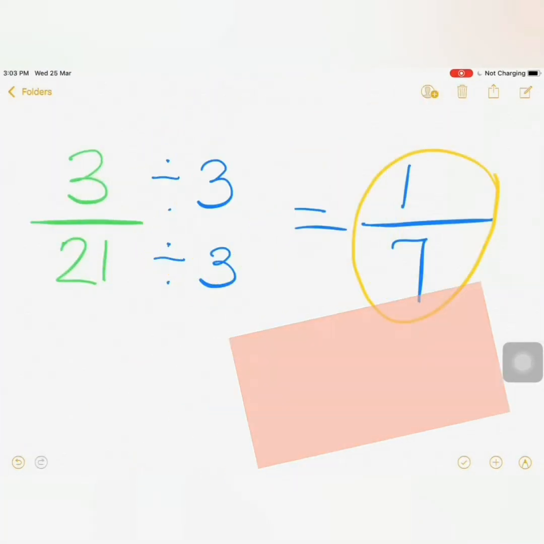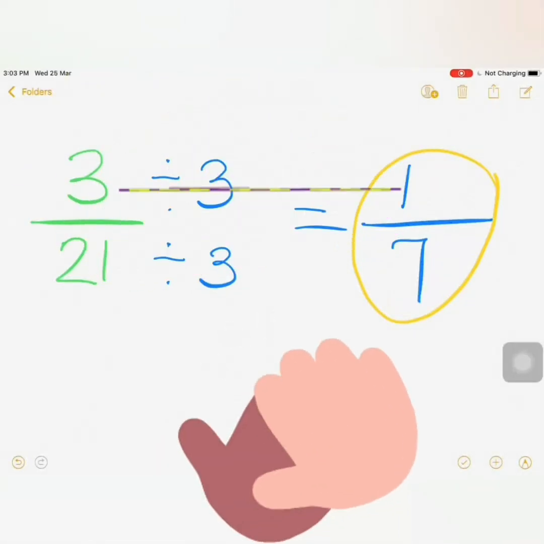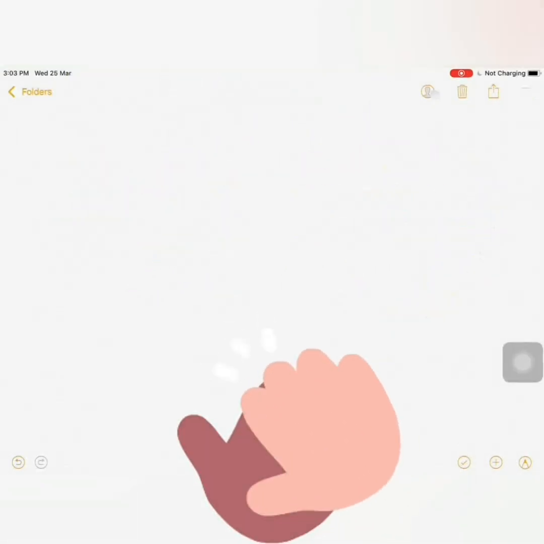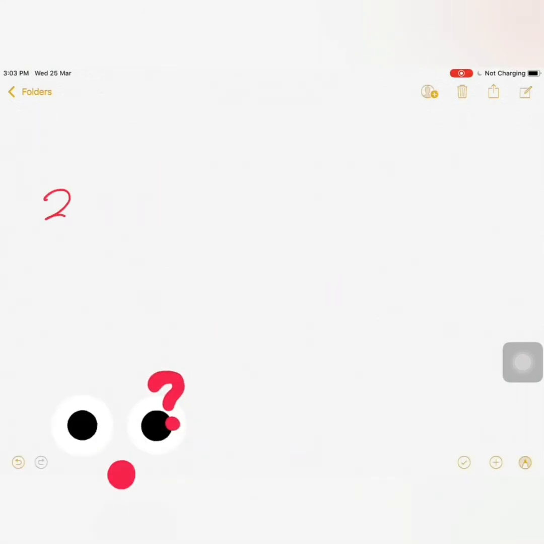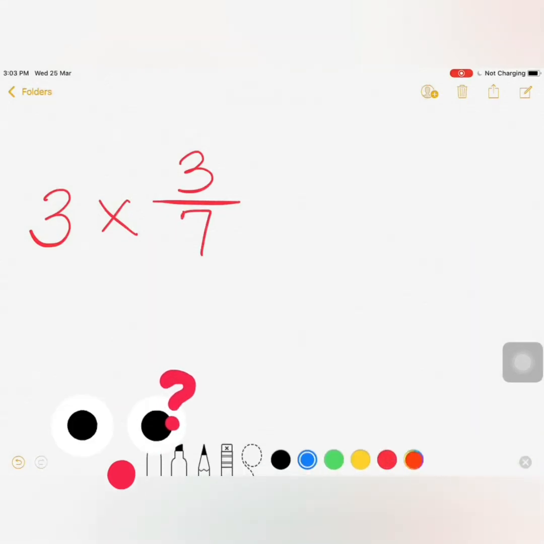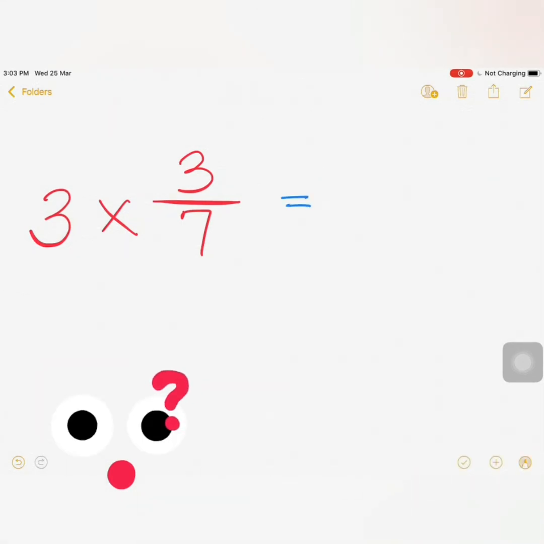Okay, thank you, Mr. Willie. Now, what if you multiply fractions with a whole number. For example, 3 multiplied to 3 over 7. How are you going to do that? Okay. I will explain. So please listen attentively.